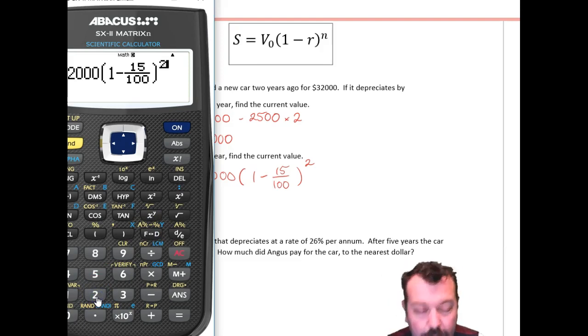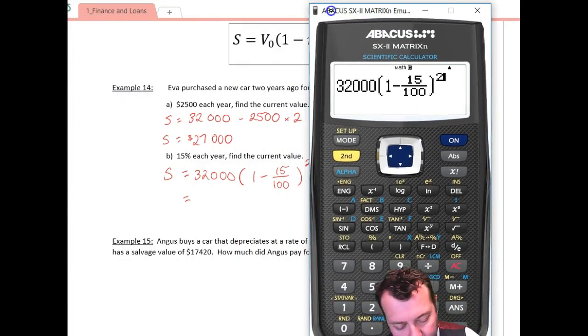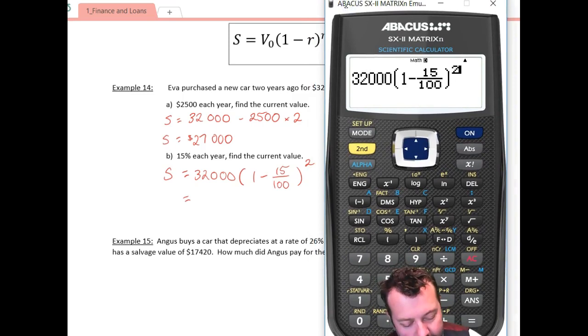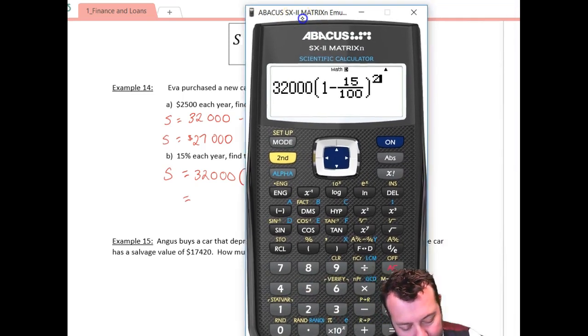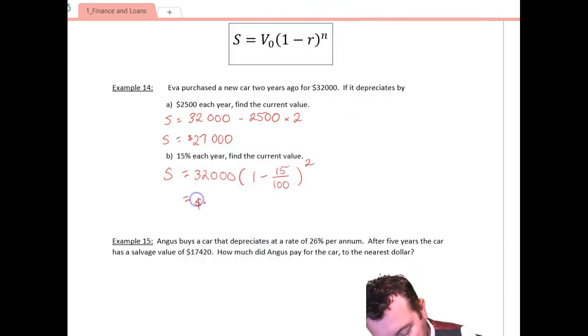Now you can see what I'm going to type into my calculator has been written on my page, and what's written on my page is what appears on the screen of my calculator. That's very important. Pause for a moment. Consider, is what's on my screen the same as what I've written down there? I'm pretty happy to say yes it is. Equals, and now we find 23,120 is my salvage value.